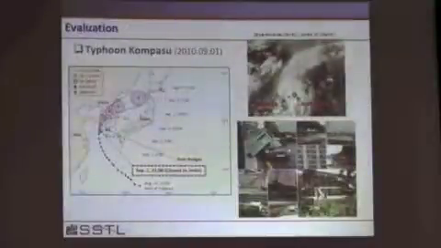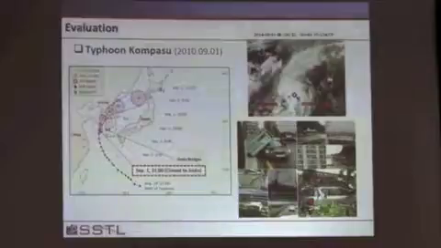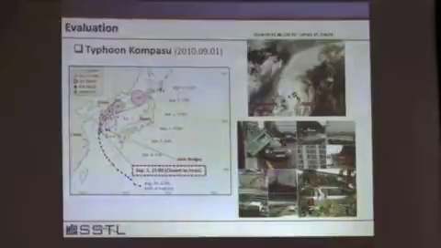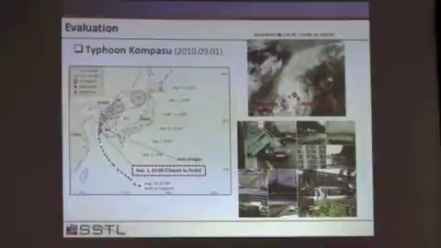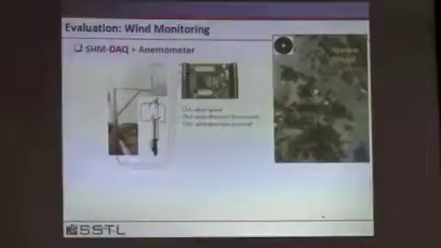Now, as soon as we got done, Typhoon Kampasu came through near Jindo. This was some of the damage of the typhoon. What you can see here is the Jindo bridge, and then this was the center of the typhoon. This is the path of the typhoon. Here's the bridge, and you can see on September 1st it was the closest to the Jindo bridge, Jindo Island. It gave us a great chance to figure out if our system was performing effectively.